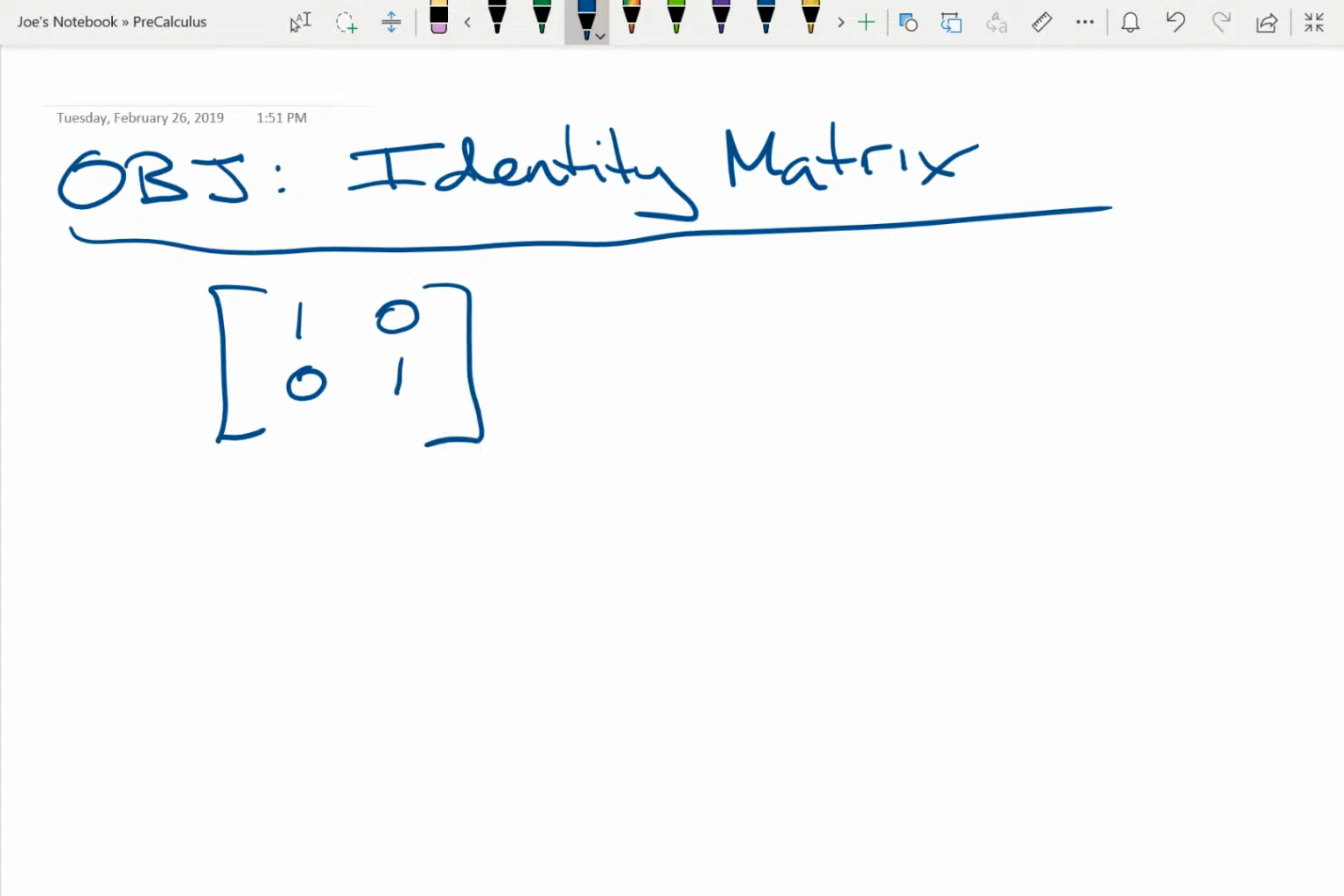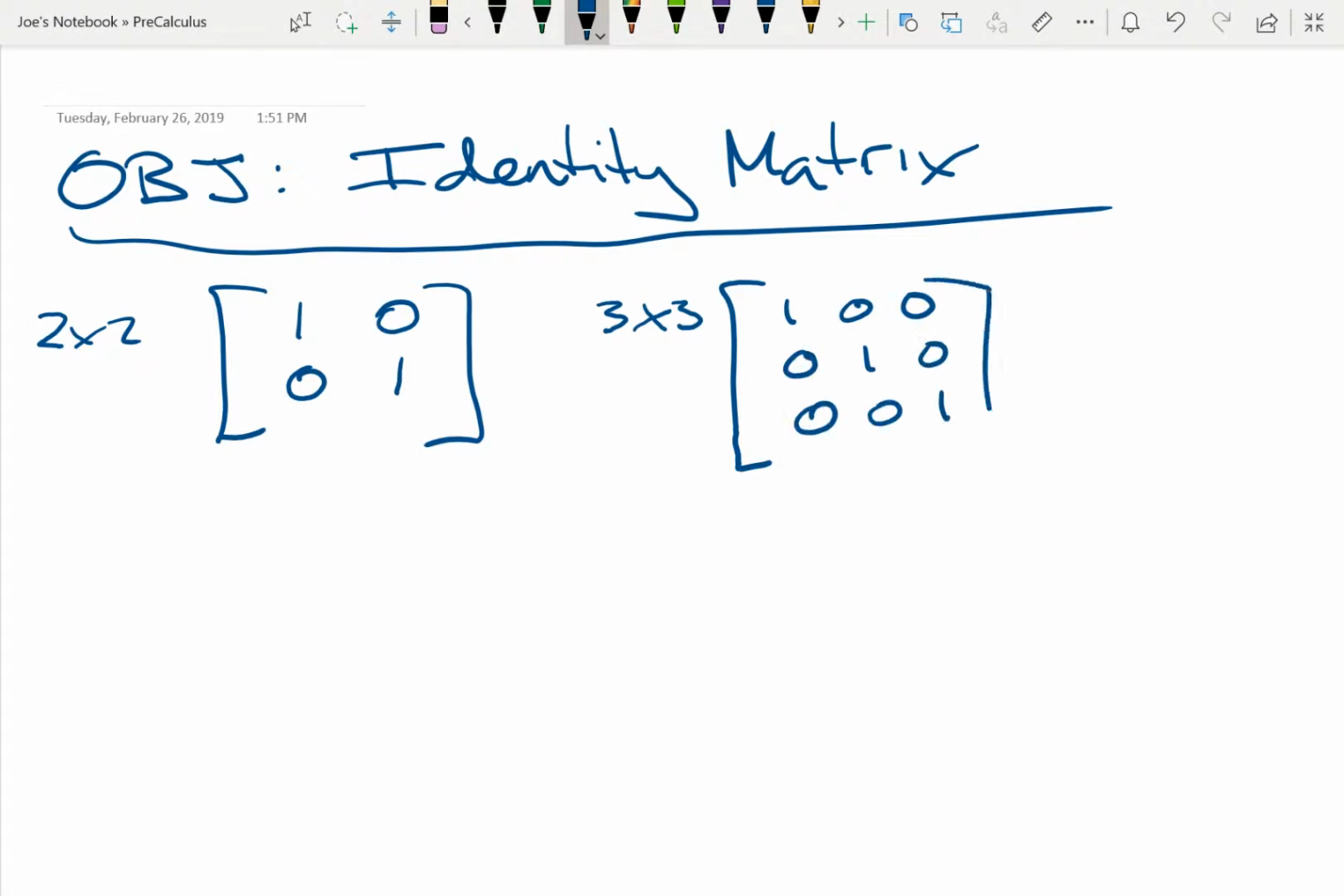and there are identity matrices for all square matrices. So this is an identity matrix for a 2x2, for a 3x3, which you will not be doing by hand, by the way, right? But I'll just show you one anyway.